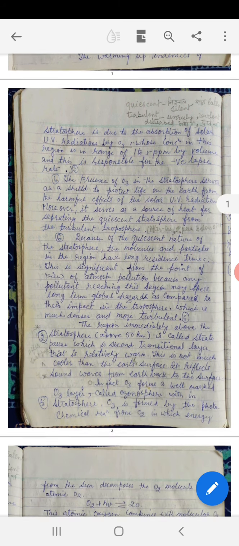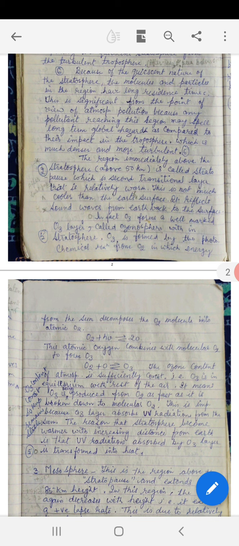As you can see, I have written it in the PDF. Ozone. The ozone content of the atmosphere is sufficiently constant, that is, ozone is in equilibrium with the rest of the air.